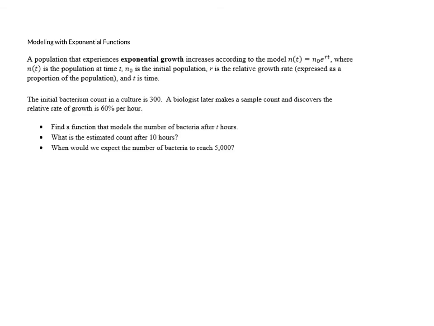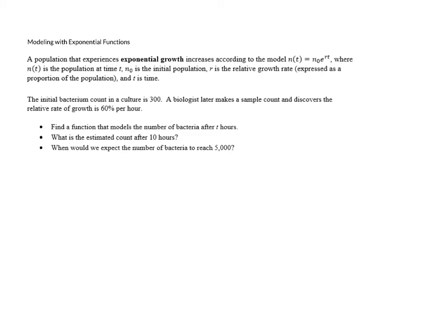And I want to start by looking at an example that involves bacteria. The initial bacterium count in a culture is 300. A biologist later makes a sample count and discovers the relative rate of growth is 60% per hour. Find a function that models the number of bacteria after t hours. What is the estimated count after 10 hours? And when would we expect the number of bacteria to reach 5,000?